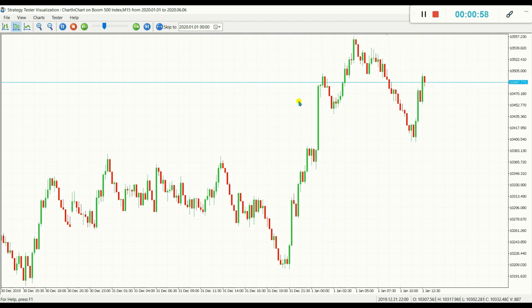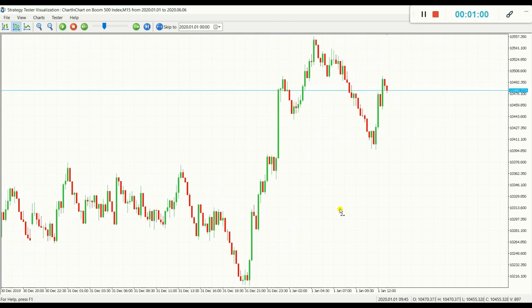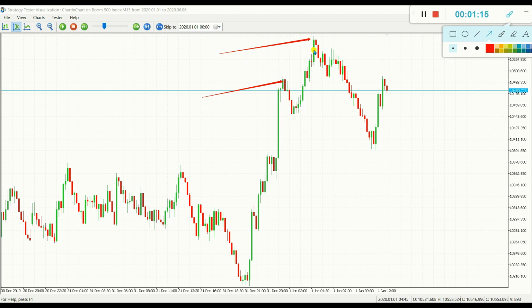Let me pause it. As you can see here, we have got our high point here. We have actually two highs. This one is high here. Let me show you by drawing this. This point right here, it's high, and this point right here is called high. So what do we call these two highs? They're called higher highs, because before those two highs we had high here.